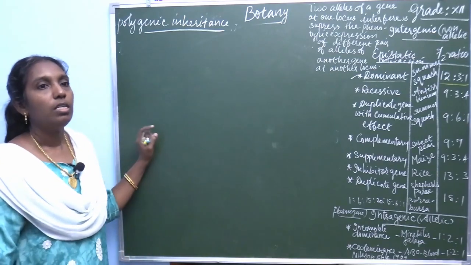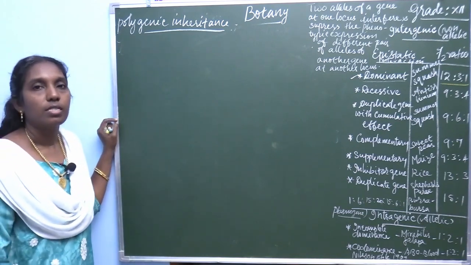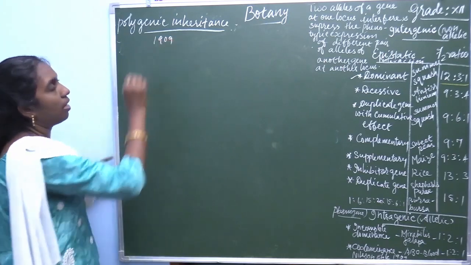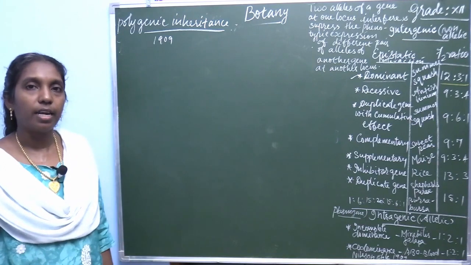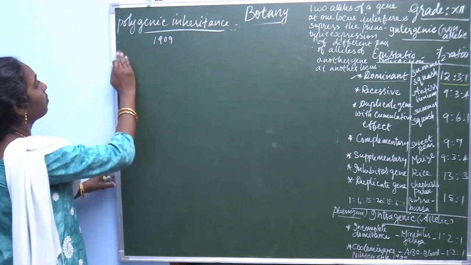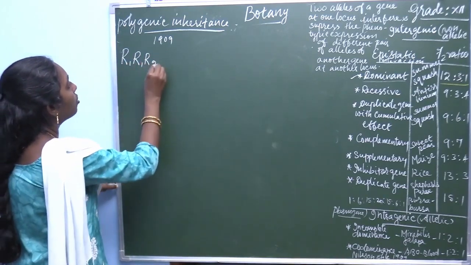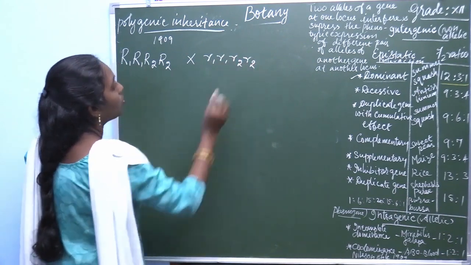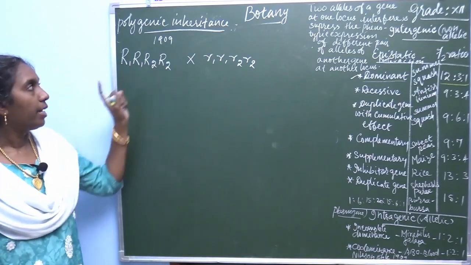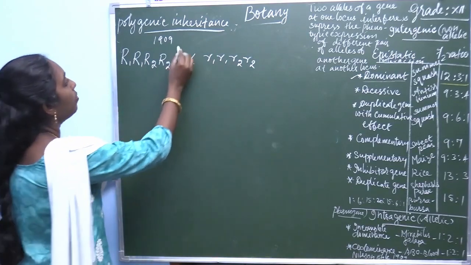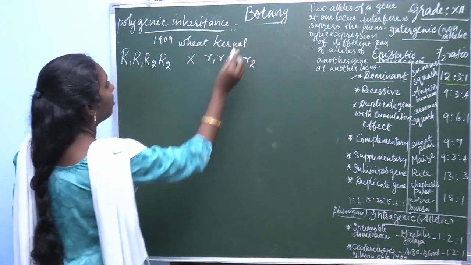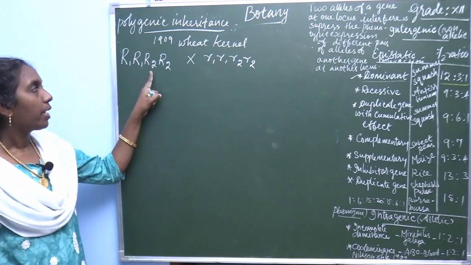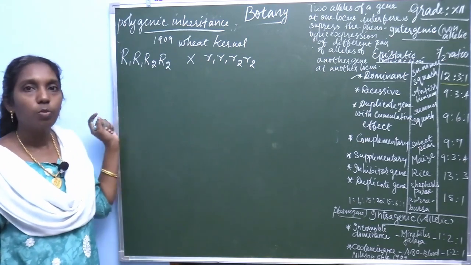So, this polygenic inheritance was explained or demonstrated by Nilsson-Ehle in the year 1909. He selected two pairs of contrasting characters, that is R1 R1 R2 R2, the dominant, crossed with small r1 r1 r2 r2. In polygenic inheritance, the example is wheat kernel. In wheat kernel, two pairs of contrasting characters are selected: capital R1 R1 R2 R2 and small r1 r1 r2 r2.